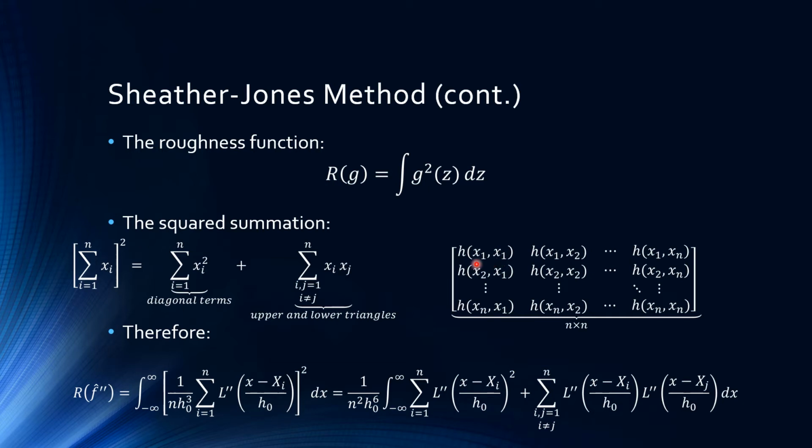So you get this function of them. So rather than taking the product, like you see here, you're going to take a function of the ij terms, which is what's happening down here in the R(f hat double prime), going from a sum of squares to this diagonal section and the upper and lower triangle section.